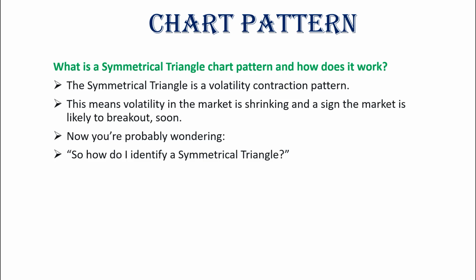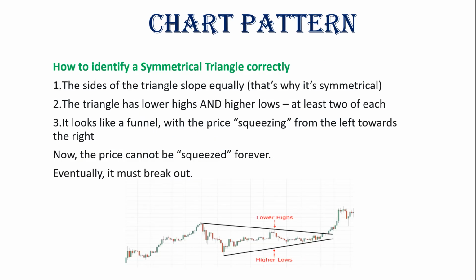The symmetrical triangle is a volatility contraction pattern. This means the volatility in the market is shrinking, that there is no movement in the market. So we can see a shrink in the price, a sign the market is likely to break out soon. We can see a breakout in the market. Now you are probably wondering, so how to identify the symmetrical triangle? We can see how to identify the symmetrical triangle correctly.